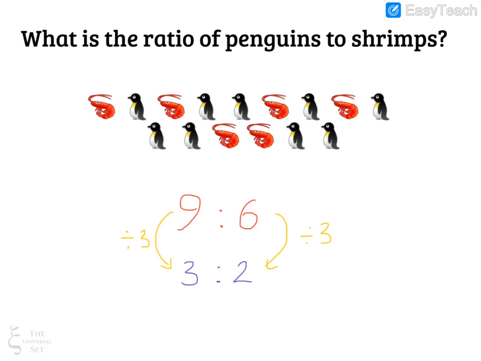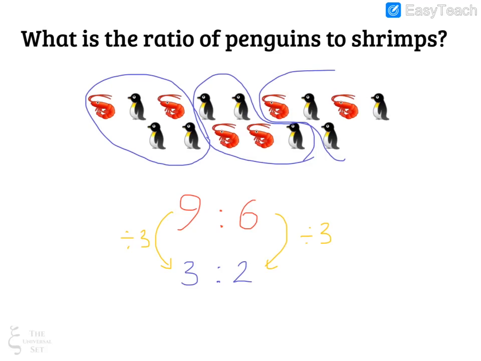And again, that means that for every 3 penguins, I've got 2 shrimps. And we can check that that's definitely the case by grouping them off again. For every 3 penguins, 2 shrimps. So here's 3 penguins, 2 shrimps, 3 penguins, 2 shrimps, and my last group over here, 3 penguins, 2 shrimps. It works. For every 3 penguins, I've got 2 shrimps, and we can group them off like that.